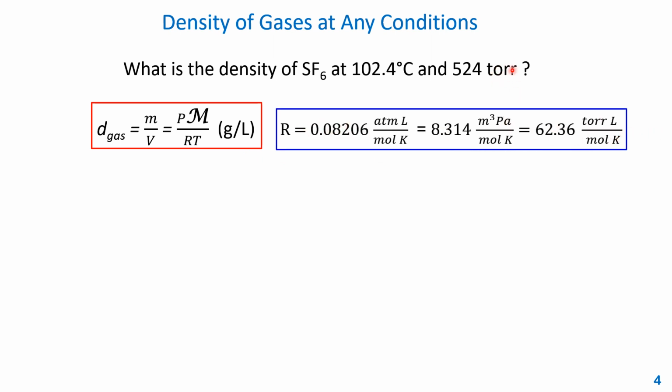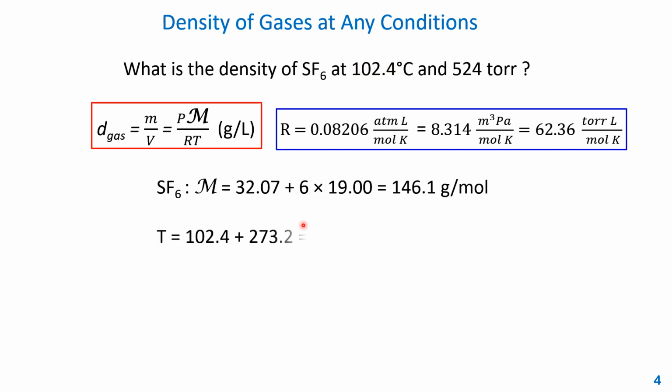So when we have torr here, we will use this 62.36 as R, and we also need to find the molar mass. Molar mass of sulfur hexafluoride is 1 sulfur plus 6 fluorine, and that's 146.1 grams per mole. And then the temperature needs to change to Kelvin. 102.4 plus 273.2, we calculate that as 375.6 Kelvin. That's the temperature. Then we can plug into this formula.